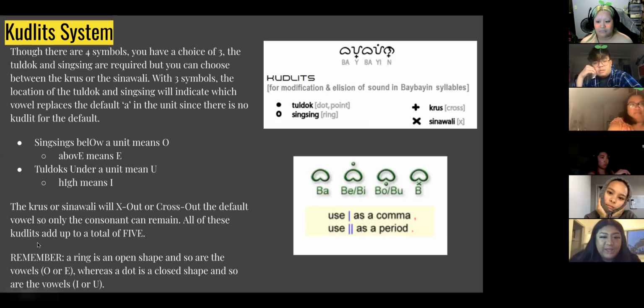So remember, a ring is an open shape, and so are the vowels. So like I said, when there is a singsing, the open vowels would be be and bo. So when you're saying that out loud, your mouth is more open, which kind of indicates how you're saying the kudlit. So if it's a dot or the tuldok, you'll have vowels like bi and bu.